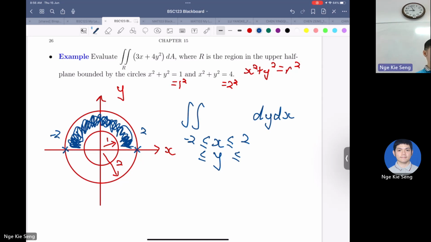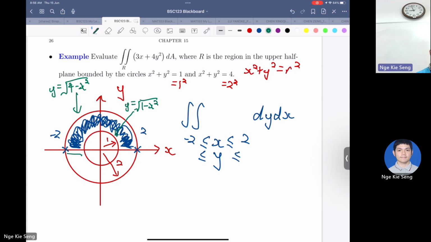How to control y? Your y is controlled by this thing, right? Bounded below by this, and then bounded above by the upper curve. Okay, so let's give this curve some name. This curve is square root of 4 minus x squared, right? Correct or not? About the inner one, this curve is square root of 1 minus x squared. This is y.